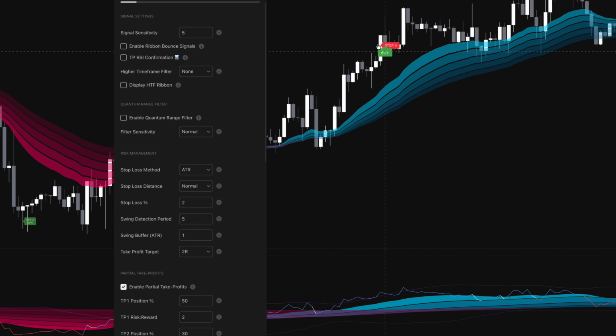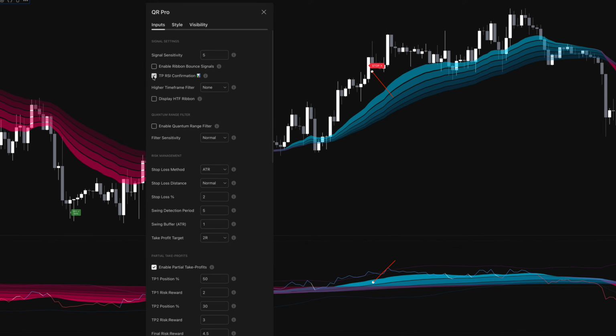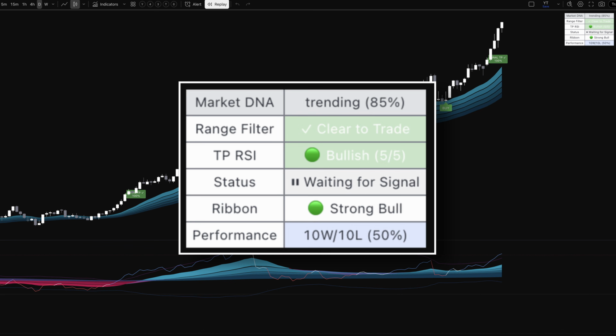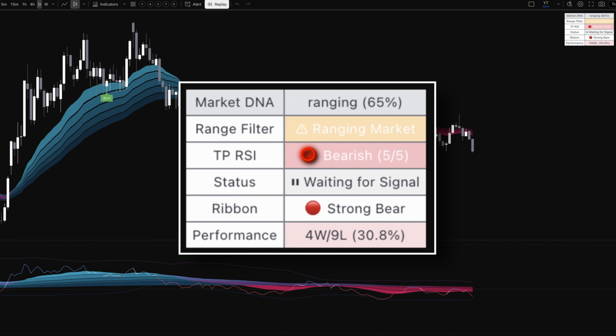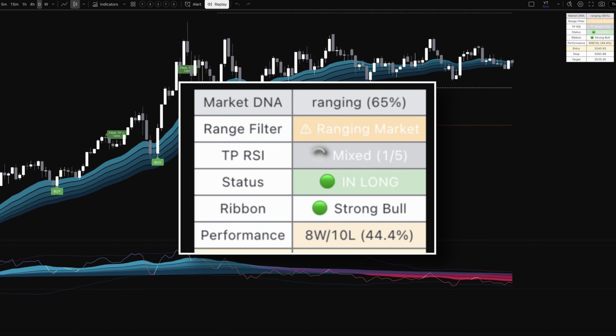If momentum isn't fully aligned, the signal gets blocked. The stats table shows TP/RSI status when enabled. Green circle with the count when bullish, red when bearish, gray when mixed. At a glance, you know whether momentum confirms your direction.